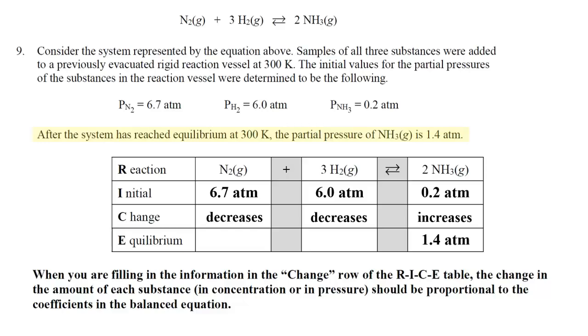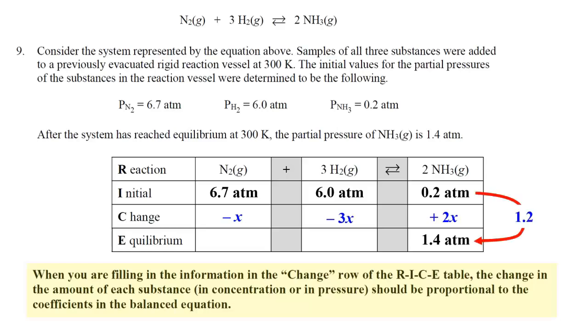Remember that the reactants are going to decrease and the product is going to increase, because we knew that the pressure of ammonia changes from 0.2 atmospheres to 1.4 atmospheres. So there's going to be a decrease in the partial pressure of the reactants and an increase in the partial pressure of the product. But it's going to be proportional to the coefficients. So minus x, minus 3x, and plus 2x. All we have to do now is solve for x.